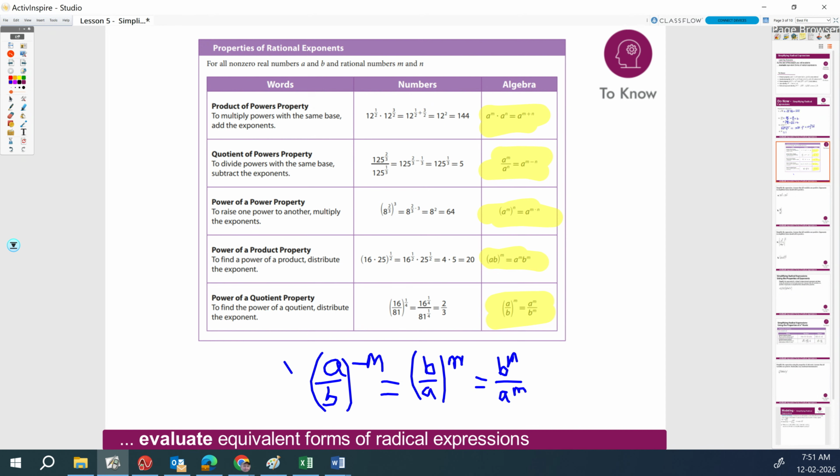Our second one, what should we do here? Subtract them and we get 8 to the 1 minus 2 over 3. 8 to the 1 over 3. Sorry, negative 1 over 3. 1 over cube root 8. 1 over 2. 1 over cube root 8.